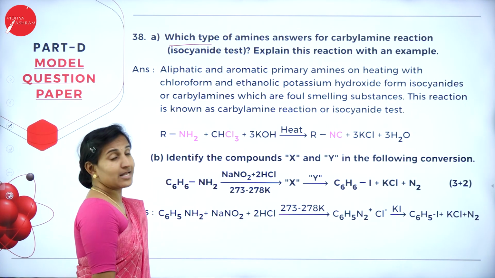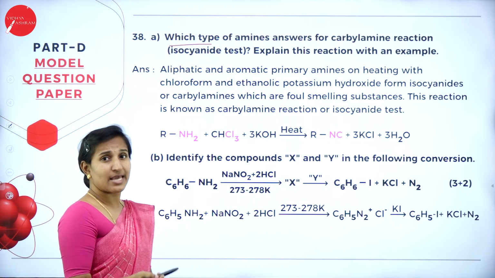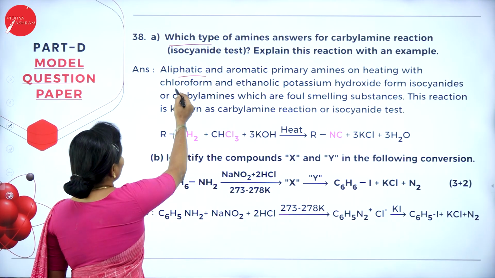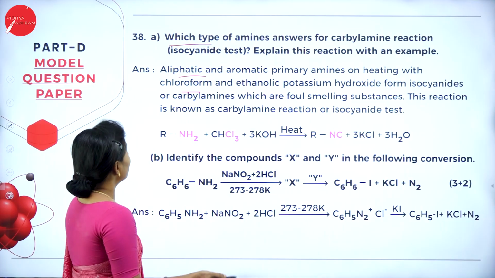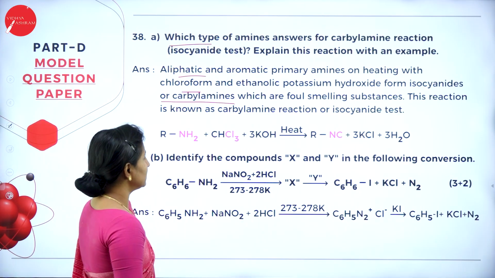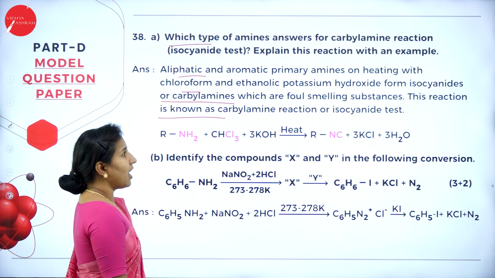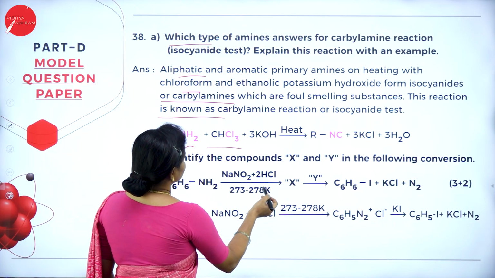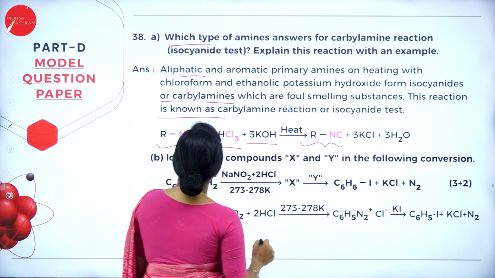Which type of amines answer the carbylamine reaction or isocyanide test? Explain the reaction with example. Aliphatic and aromatic primary amines on heating with chloroform and ethanolic potassium hydroxide form isocyanide or carbylamine, which are foul smelling substances. This reaction is known as the carbylamine reaction or isocyanide test. Amine reacts with chloroform in the presence of potassium hydroxide, giving alkyl isocyanide.